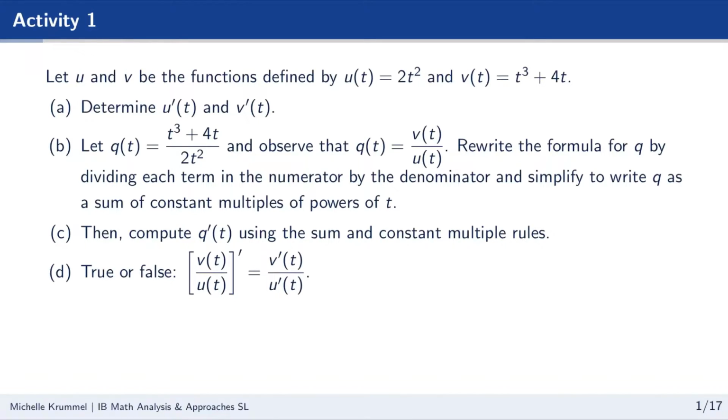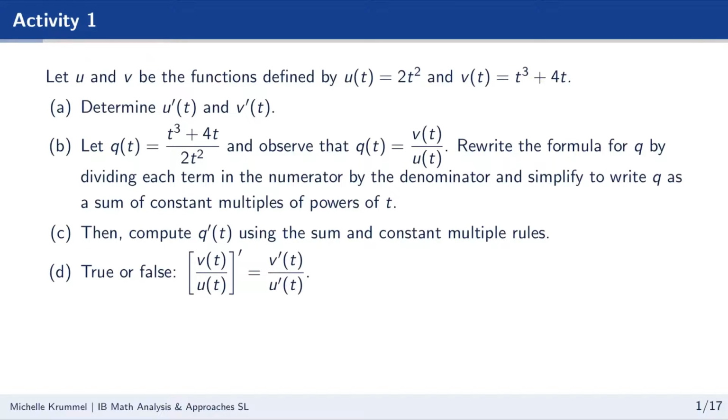So let's suppose we have two functions u and v. The function u of t equals 2t squared, and then the function v of t equals t cubed plus 4t. We're going to find the derivative of u and the derivative of v, and we can do that using the derivative rules we have already learned.